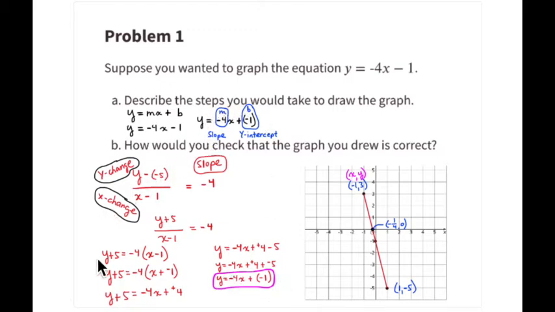Now this seems like a lot harder, and it is a lot harder. But there are times where you're only going to be given another point and the slope. You're not going to know where it crosses the y-axis, so you're not going to know the y-intercept. So you're going to have to use this method to figure out the equation. And so it's a good review.